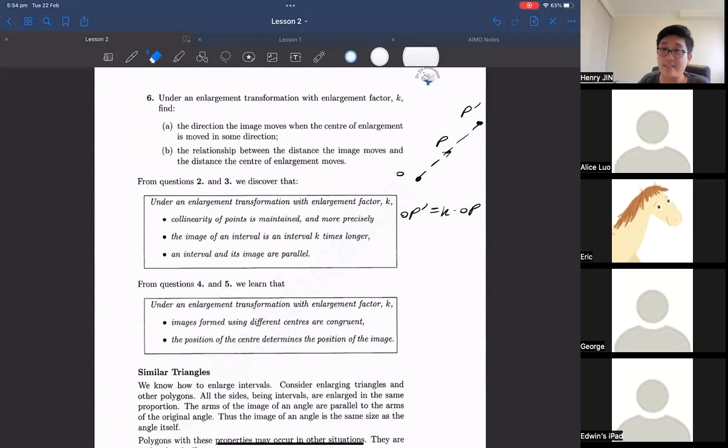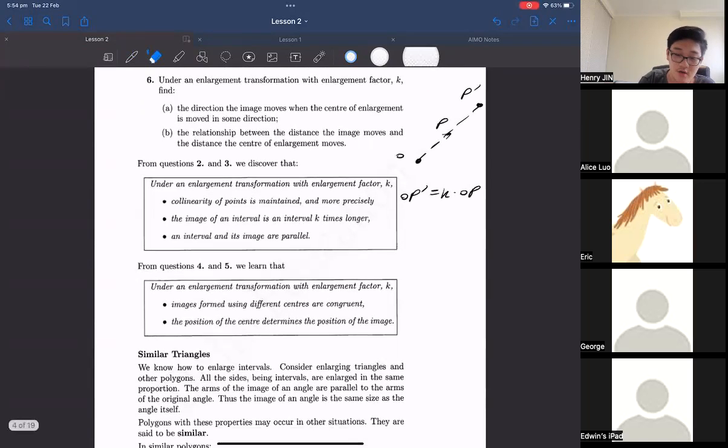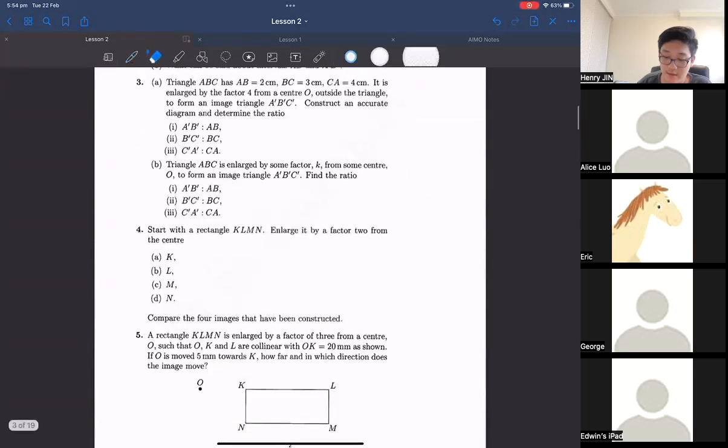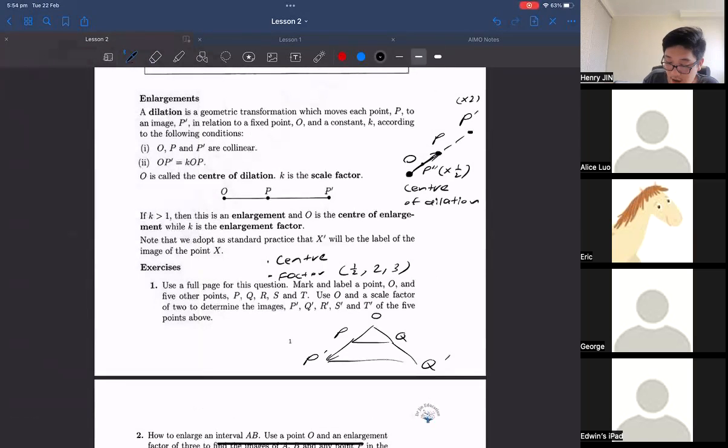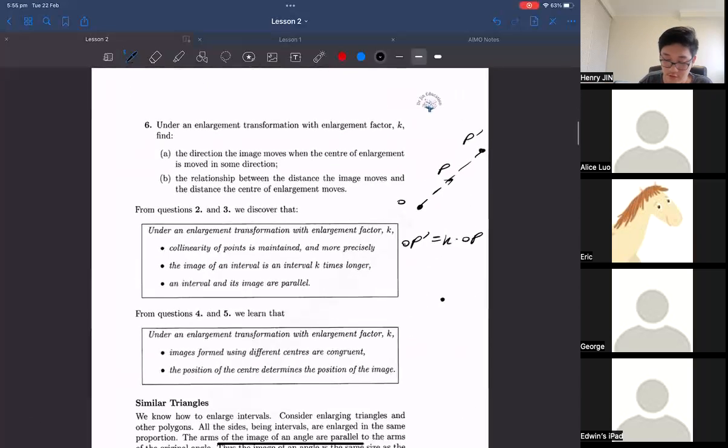And an interval and its image are parallel. So far we've just defined points. However, if you define lines, it's basically what we did up here. We can say line PQ dilates to line P prime Q prime. Lines can also dilate because you can take the points, P goes to P prime, Q goes to Q prime, and then you join them together. That's also how you do it.